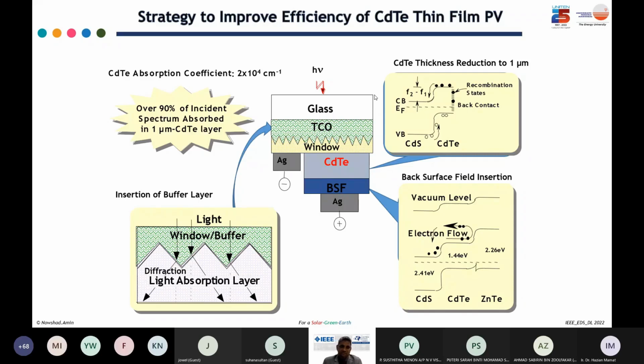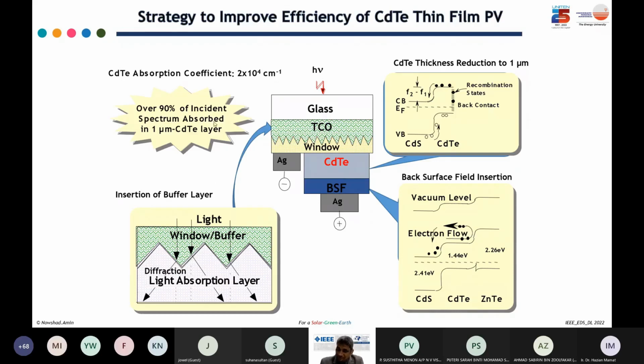However, we have to use some strategy to improve further. In fact, the first thing is that cadmium telluride only needs 1 micron thickness to absorb over 90% of the sunlight. So we can reduce the thickness to the extreme limit, because unnecessary thickness will be a loss, as a series resistance, or sometimes a shunt resistance loss. So to minimize the loss, we can reduce the thickness to 1 micron.